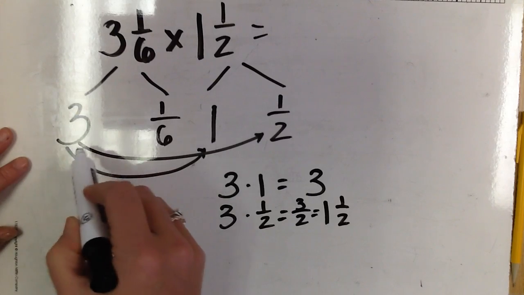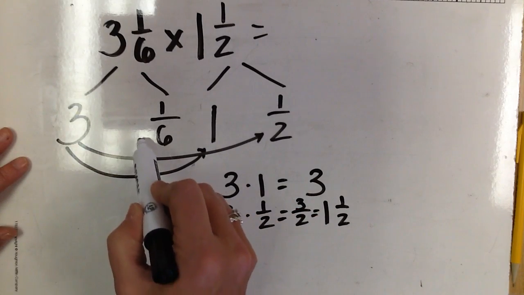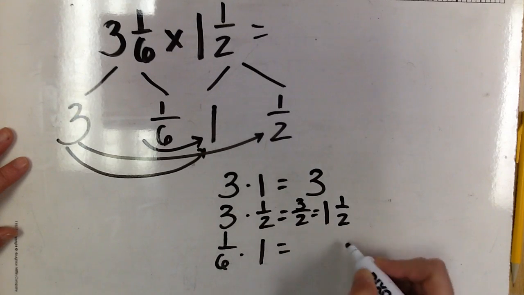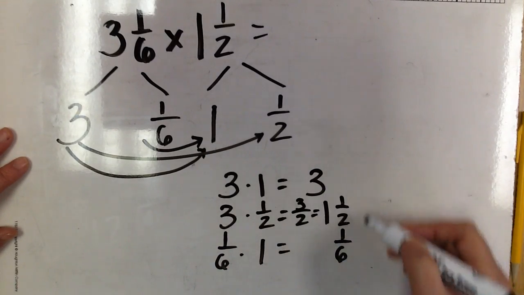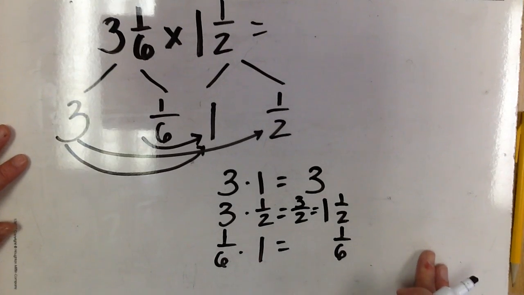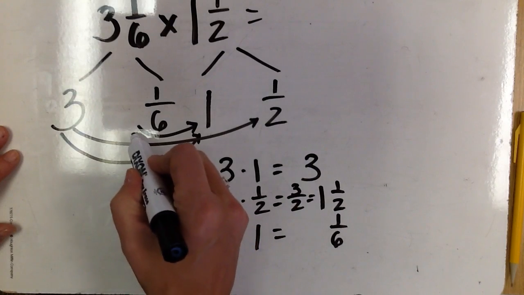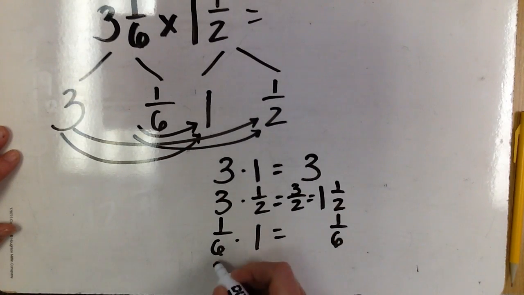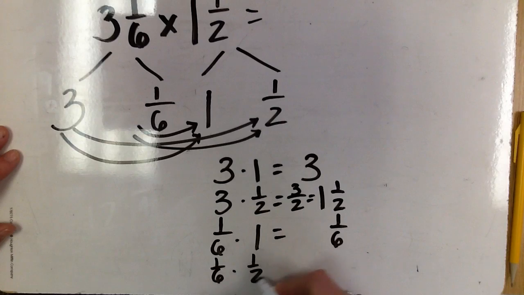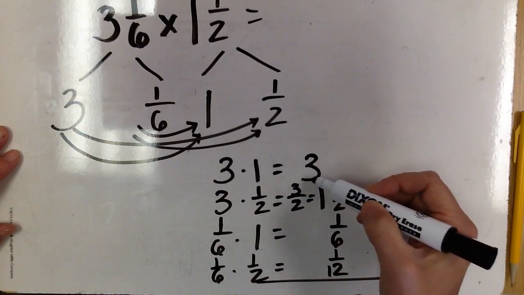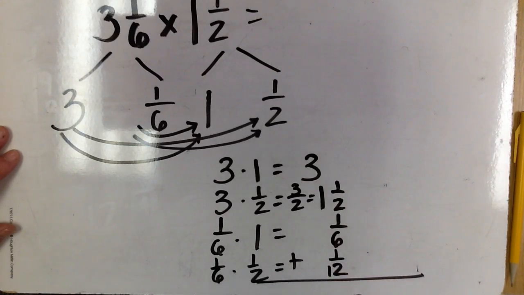I can't multiply 3 by anything else, so I'm going to move on to 1/6. I'm going to multiply 1/6 times 1, which gives me 1/6. And I'm lining up my fractions and my whole numbers as I'm writing my partial products. And then I'm going to multiply 1/6 times 1/2. And that's going to give me 1/12. So now I have 4 partial products, and I need to add those up.